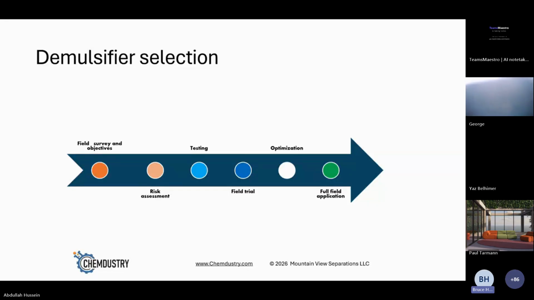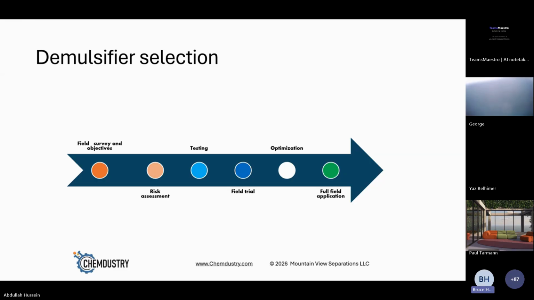Then you look at the risk assessment of the whole situation. How difficult is it going to be to get your chemical to work? I mean, is there a lot of retention time or not much retention time? Is there plenty of heat or not much heat at all? There are different risks that make the demulsification either easier or harder.